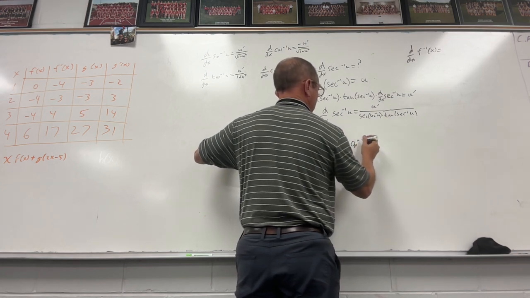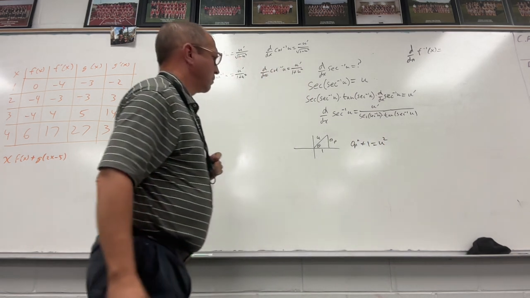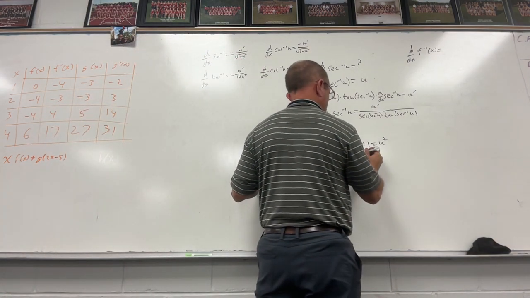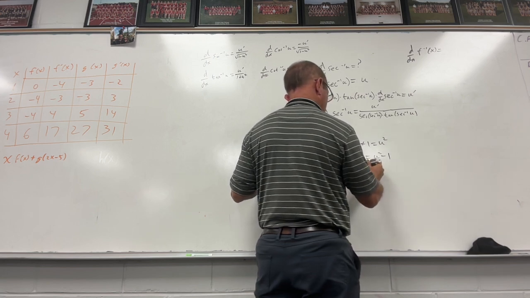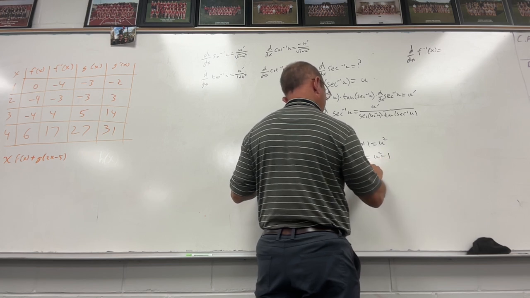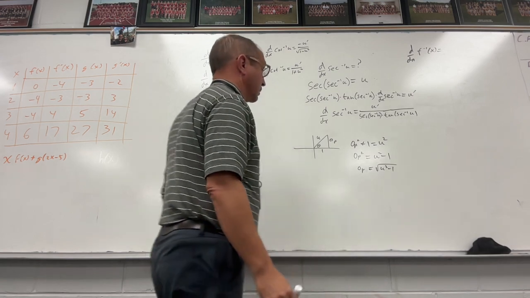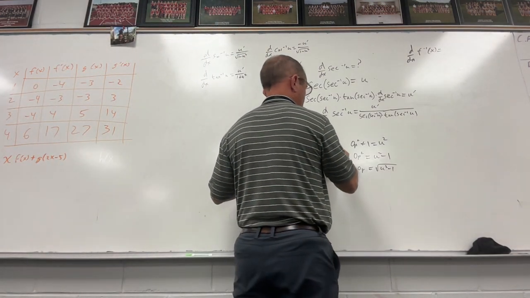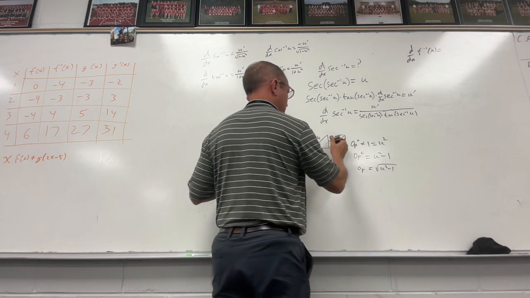So opposite squared plus 1 is equal to u squared, right? So the opposite squared is going to equal u squared minus 1. So the opposite is going to be the square root of u squared minus 1. Again, it's the positive square root because everything in the first quadrant is positive. So we're going to get the square root of u squared minus 1 here.